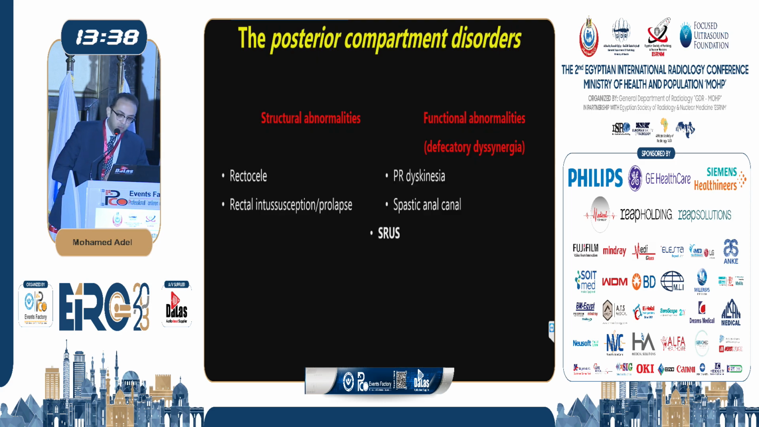So my absolute focus today is on the posterior compartment disorders, and I like to classify them as structural and functional disorders or abnormalities. Structural would be basically, you would see something that is not supposed to be normal, and it would cause obstruction. While functional is like, there's a change in the function, there's an abnormally functioning structure. And there's something in between, the solitary rectal ulcer, which I will talk about in a bit.